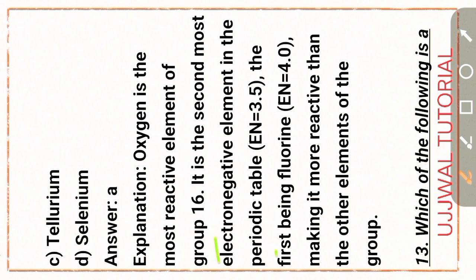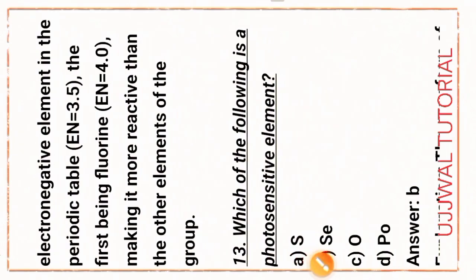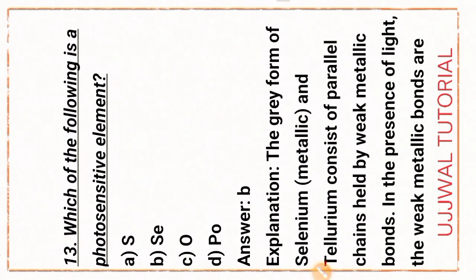It is the second most electronegative element in the periodic table. The electronegativity value of oxygen is 3.5, and first comes fluorine, with an electronegativity value of 4, making oxygen more reactive than the other elements of the group. Okay, next question, question number 13.